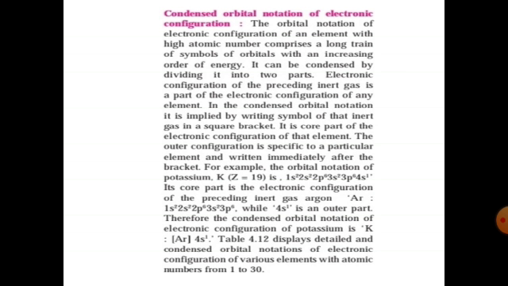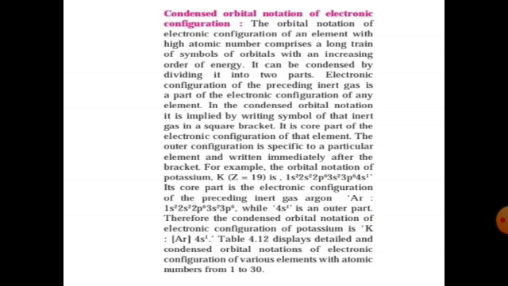For example, orbital notation of potassium. Potassium has the atomic number 19. Its electronic configuration is 1s2, 2s2, 2p6, 3s2, 3p6, 4s1. Its core part is the electronic configuration of the preceding inert gas, argon: 1s2, 2s2, 2p6, 3s2, 3p6. This is the electronic configuration of argon, while 4s1 is the outer part.